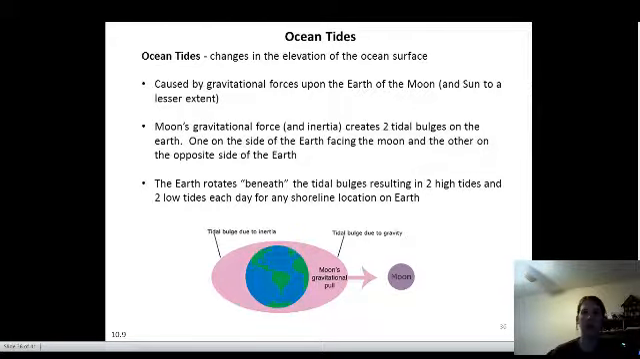Now, as we're talking about this, we also need to address ocean tides. Ocean tides can change the elevation of the Earth's surface. This is caused by gravitational forces upon the Earth of the Moon and, to a much lesser extent, the Sun. The Moon's gravitational force creates two tidal bulges on the Earth, one on the side of the Earth facing the Moon and the other on the opposite side of the Earth. So the Earth rotates beneath the tidal bulges, resulting in two high tides and two low tides each day from any shoreline location on Earth.